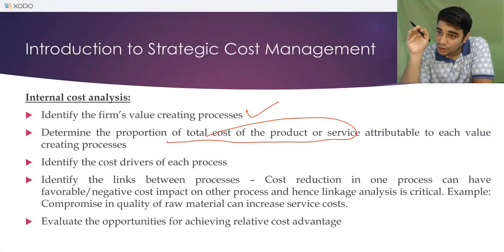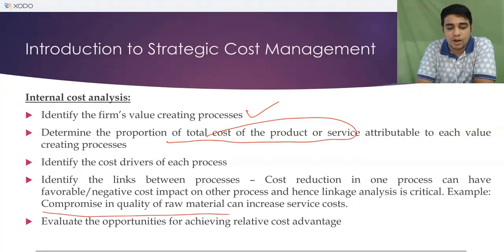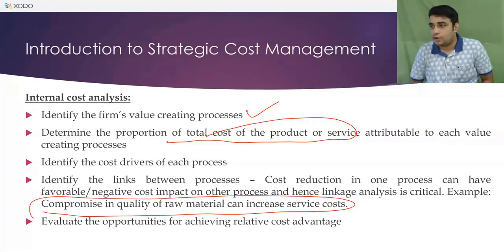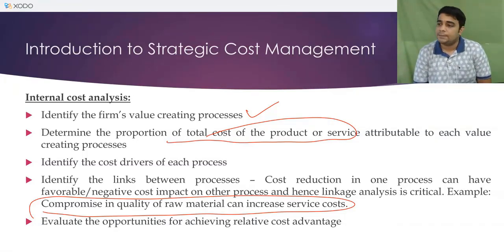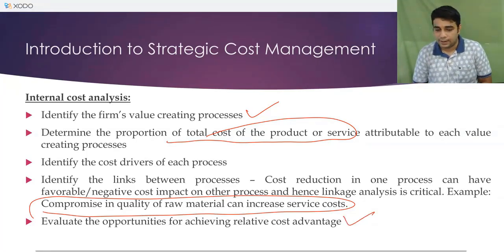But if you cut down cost on the human resource activity, there is a possibility that customer may become dissatisfied. So cutting down cost on one process can have issues with some other processes. So you will have to be very clear on the linkage. Example, compromise in quality of raw material can increase service cost. If you try to compromise on the quality on the procurement side, be ready to listen to your customers' issues, because customers will keep coming back to you, and find out opportunities to reduce the cost for relative cost advantage.